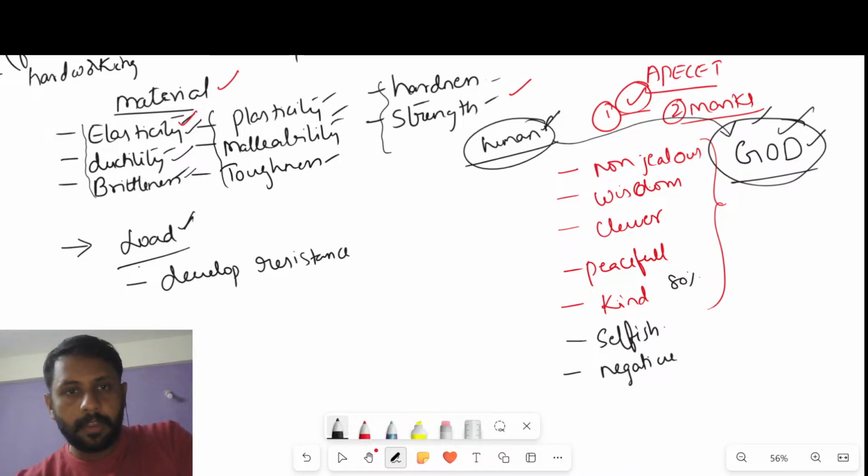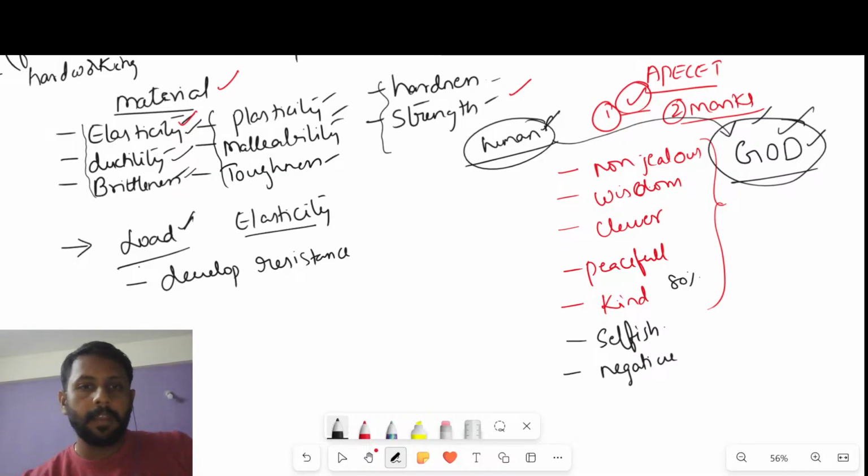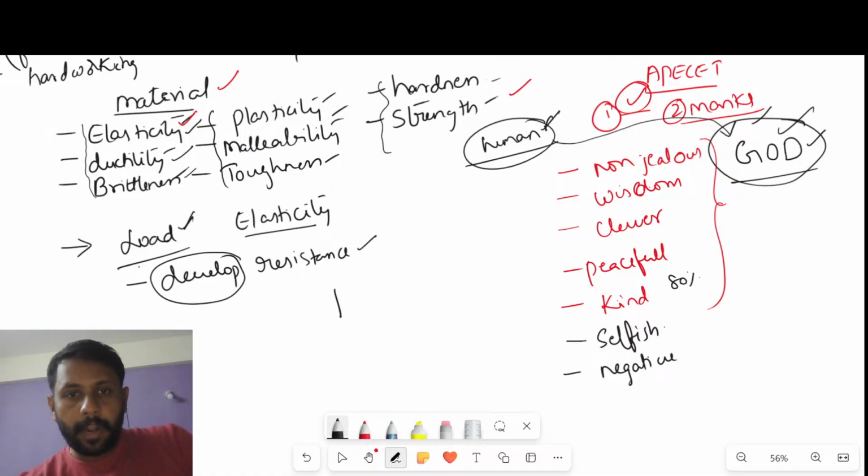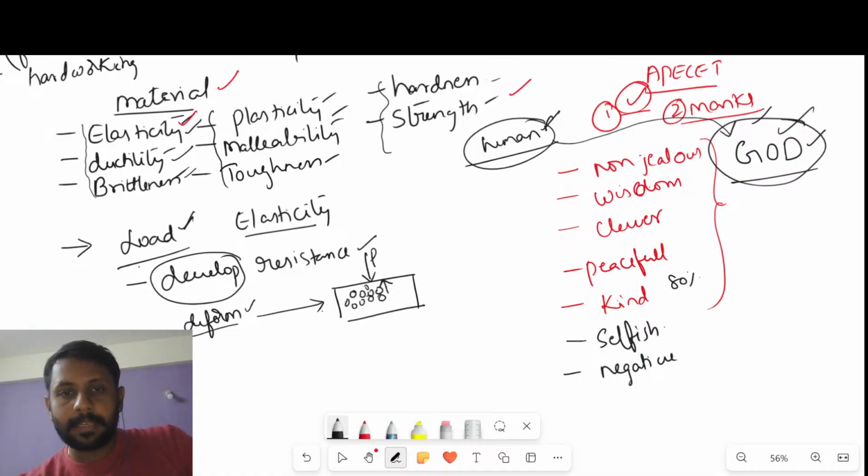First we are going to discuss the property called elasticity. So it tries to develop resistance. How is this resistance being developed? When an object is there and you are applying external load, this load will try to deform this body. Inside this body you have small molecules. So when you are applying load here, these molecules will give reaction in return in an opposite direction. The internal molecules will start giving resistance to this load.